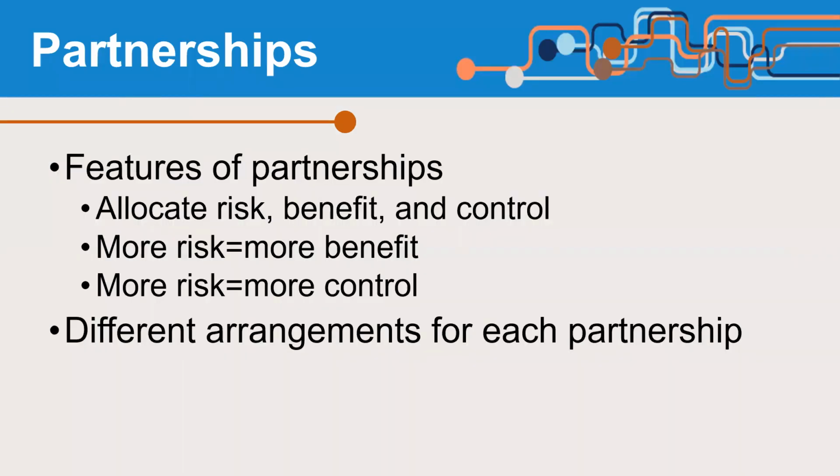But some of the features of a partnership: when you think about this, what you're really doing is using a device, a method of allocating risk, benefit, and control. The risk, of course, is the risk that the revenue stream is going to be there once you build it. The more risk you take, and usually that's going to be financial risk, the more benefit will come to that party on the back end.